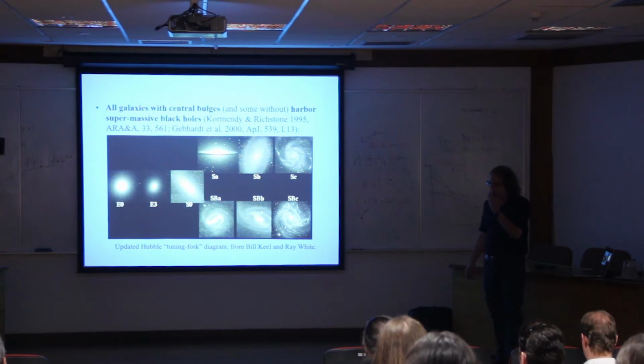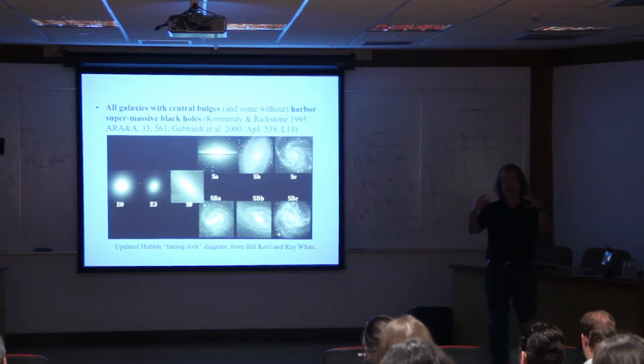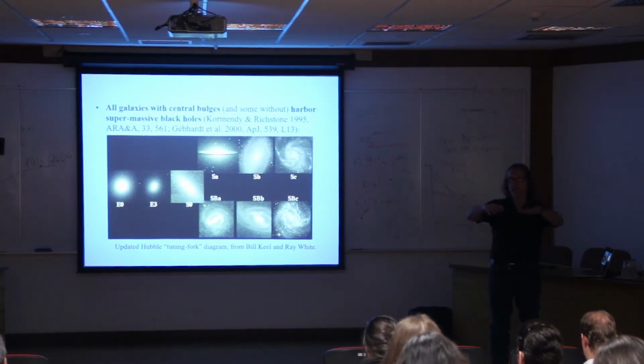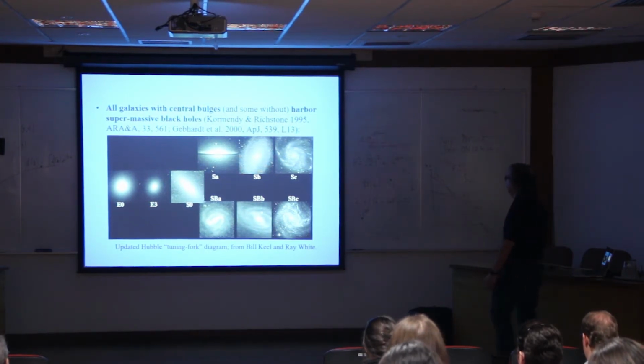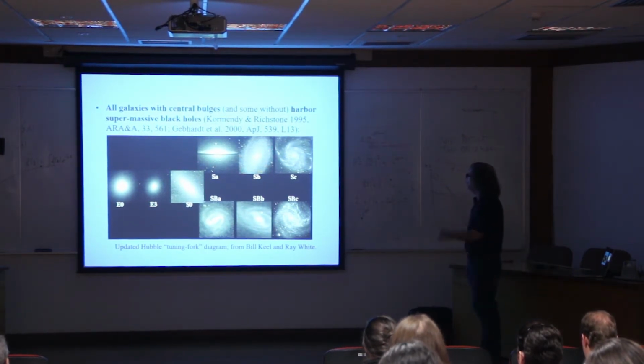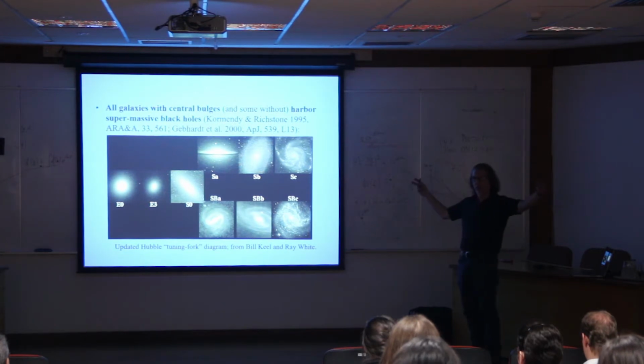Okay, it turns out that all galaxies, we talked about galaxies, can have a central bulge of stars and then a disk, where an elliptical galaxy is just a big bulge. And anything with mass with a bulge, and even some without, has supermassive black holes. And this is just like Hubble's tuning fork diagram.